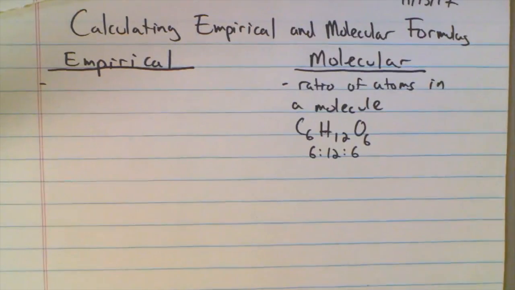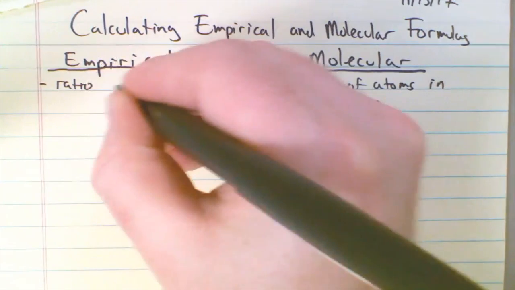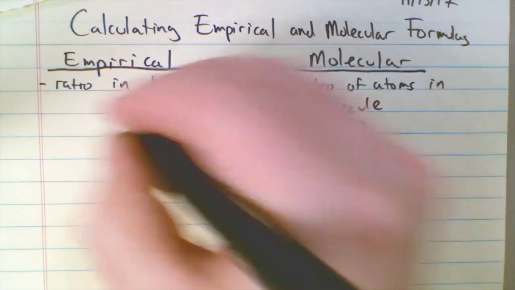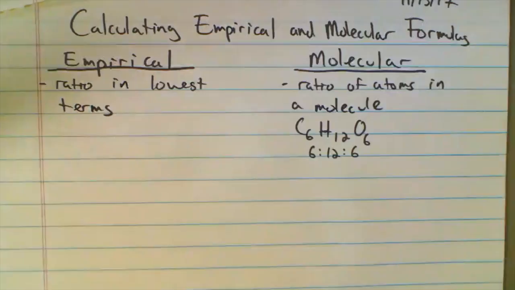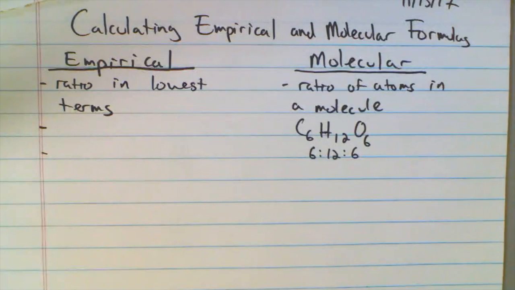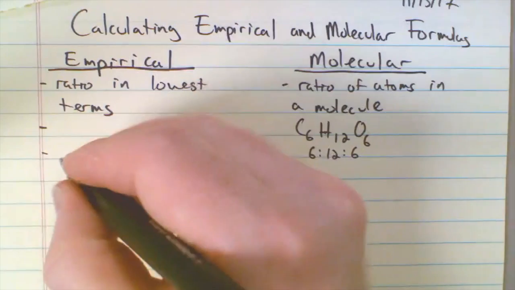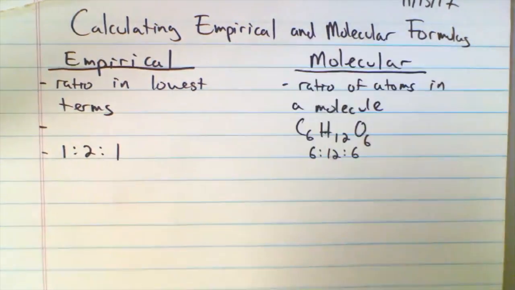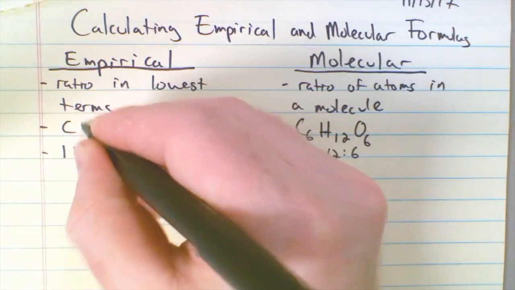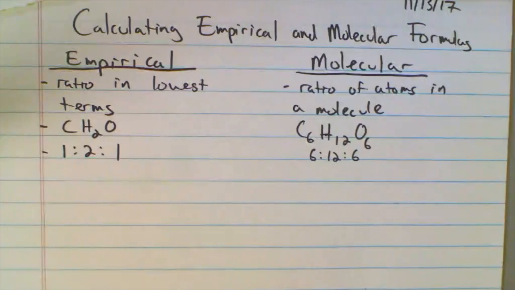The difference for empirical is this is going to be the ratio in lowest terms. So the ratio of atoms in lowest terms. What would be the ratio of atoms in glucose in lowest terms? 1 to 2 to 1. And if we wanted to write that out as the formula, it would be CH2O. So empirical is down to lowest terms.